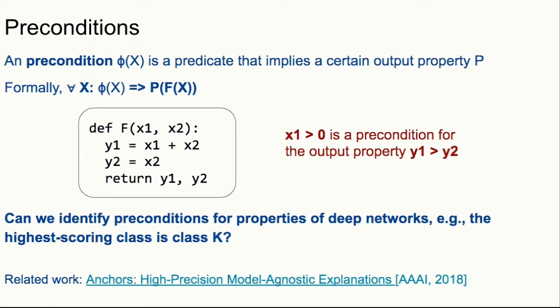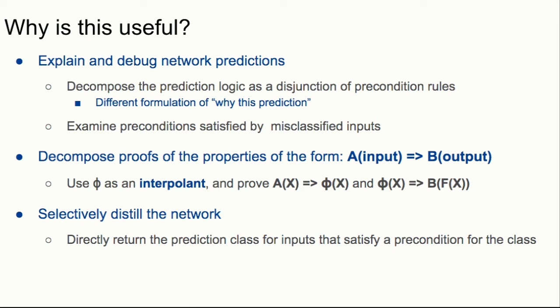Why is this useful? Notice that there can be many preconditions for the same output property. There can be several phi 1. If you enumerate all of them, then you have a decomposition of that property in the form of these preconditioned predicates. So in a sense, you're decomposing the label and saying fireboatness comes from either property, either phi 1 being true or phi 2 being true or phi 3 being true.